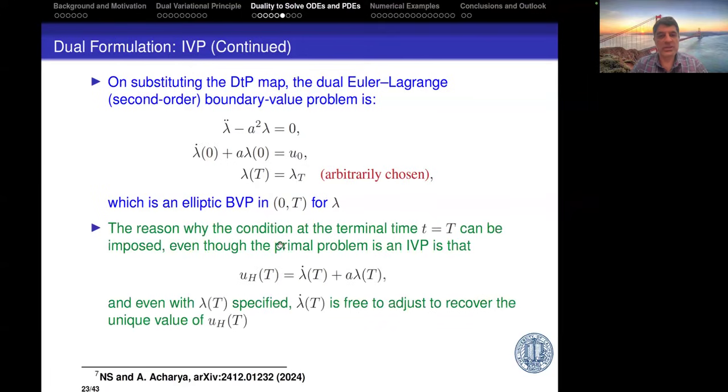And that will become clearer by this statement. The reason why the condition can be imposed is that in the primal problem, we don't know where we're going, so we don't know what the value is going to be afterwards. But the map gives you the insight. The map is basically lambda dot plus a lambda. So at the terminal time, you should have lambda dot at time t plus a times lambda at the terminal time t must be satisfied. So even if you specify lambda t by some value, lambda dot t can adjust so that you recover the unique value of u at t. That is the exact solution.